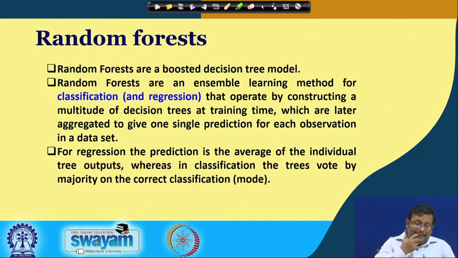And random forest is a boosted regression tree method. Remember that random forest is an ensemble learning method for classification and regression that operates by constructing a multitude of decision trees at training time, which are later aggregated to give one single prediction for each observation in a data set. For regression, the prediction is the average of the individual tree outputs, whereas in the case of classification, trees vote by majority for the correct class.